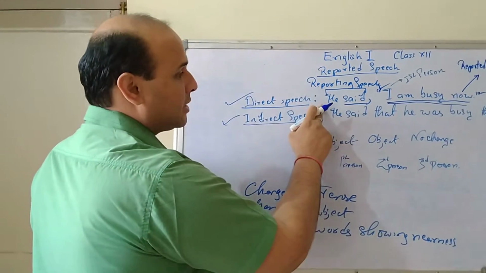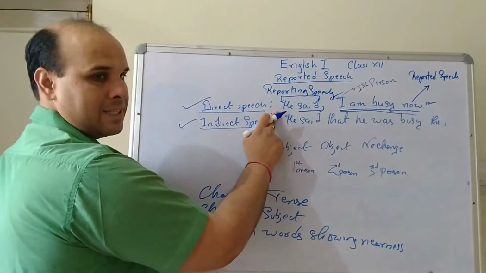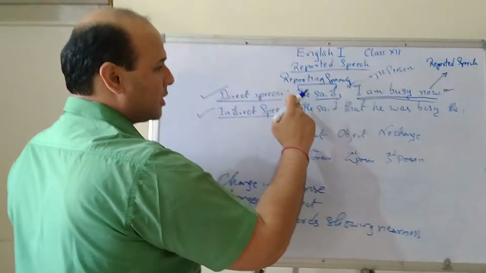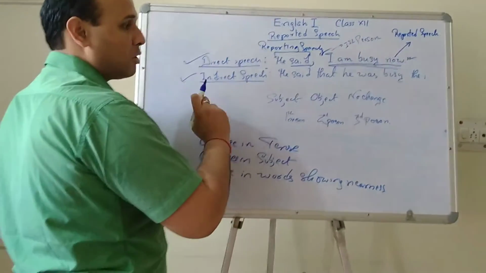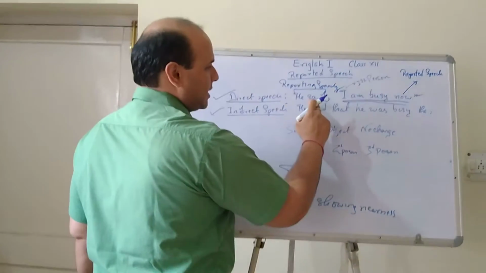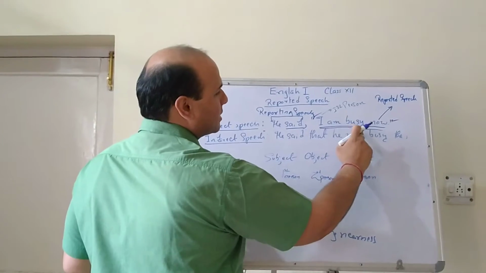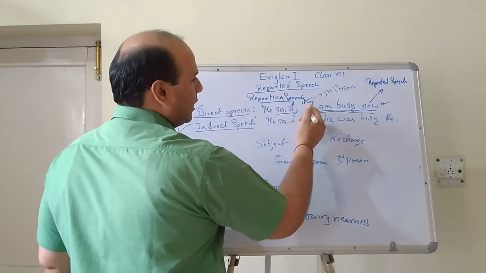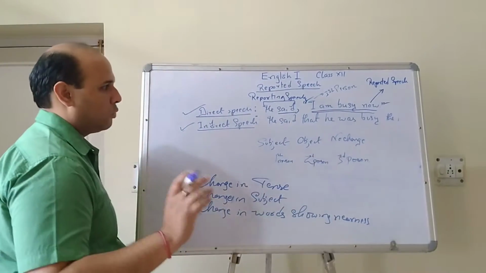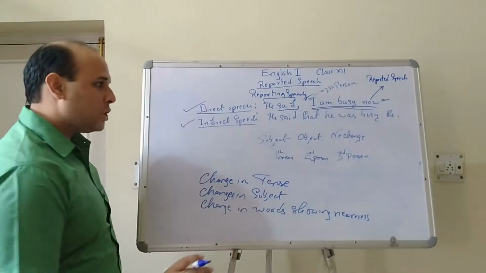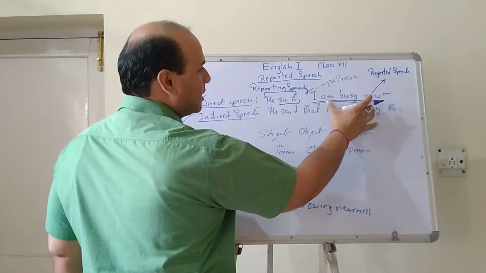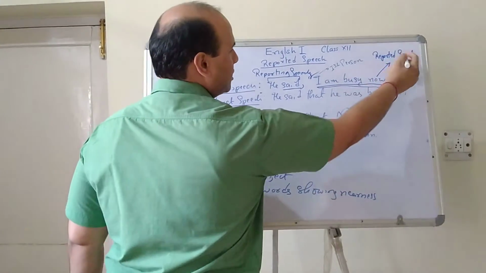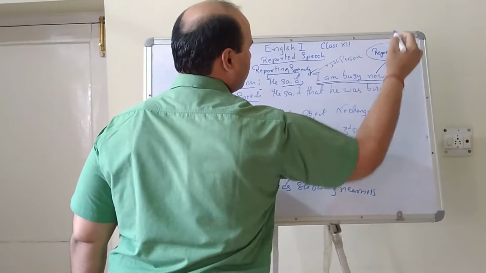So, it will be written in this way, he said. That means the person who actually spoke these words will be addressed while the sentence will be asserted. He said, I am busy now. Alright, so this portion we are writing in inverted commas. Fair enough? Now, the portion which is written inside these inverted commas is known as reported speech.